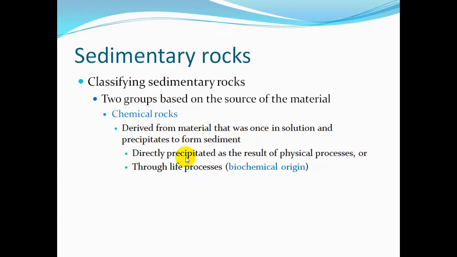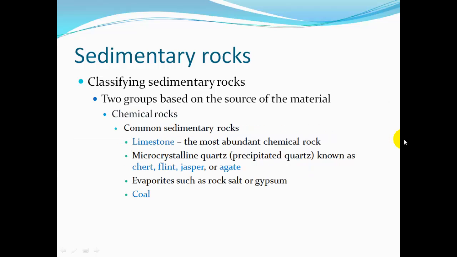Okay, now the other major group of sedimentary rocks are the chemical rocks. These are derived from material that was once in solution and precipitates to form a sediment. They directly precipitate as a result of physical processes or through life processes, biochemical origin. Common sedimentary chemical rocks are limestone, which is the most abundant chemical rock, microcrystalline quartz, which is precipitated out quartz known as chert, flint, jasper, or agate, and then our evaporites, this is rock salt or gypsum, and then we also have coal.